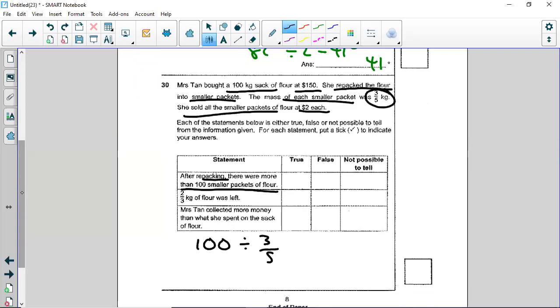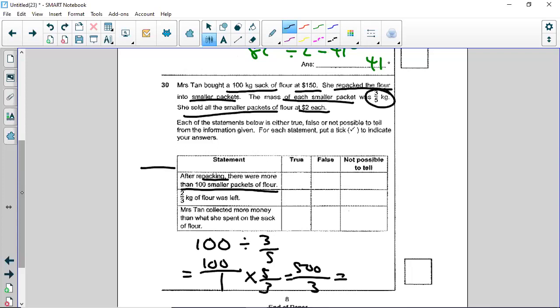All right, and the moment you change into what? You change into grams. That's where it gets hard already. If you change the 100 kg into 100,000 grams, it becomes very hard to do already. So you should just leave it in kilogram and then change the whole number into a fraction and then keep, change and flip. Okay, and then what do you get? You will get 500 divided by 3.